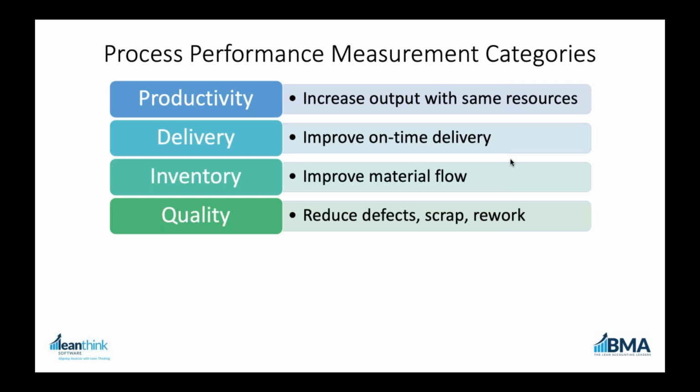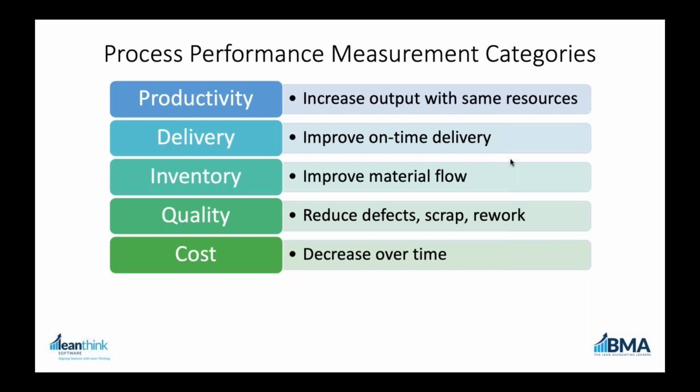Quality. We want, over time, to reduce defects, reduce scrap, reduce rework. Cost. We want to decrease cost over time. Lean will reduce costs over time. It's not traditional cost cutting. We'll talk a little bit more about this later, like in other organizations. And really, I think it's most important how you measure the cost reduction over time.